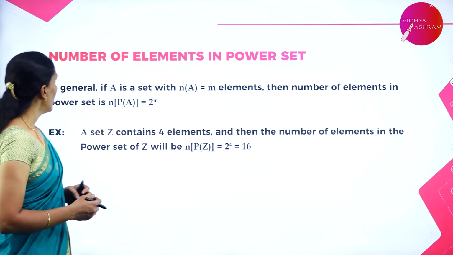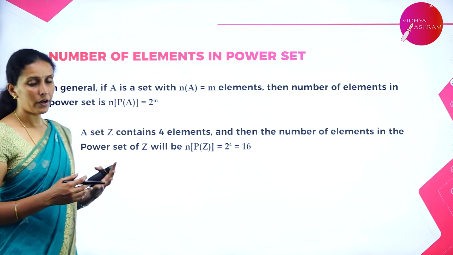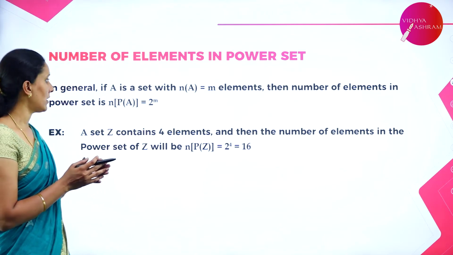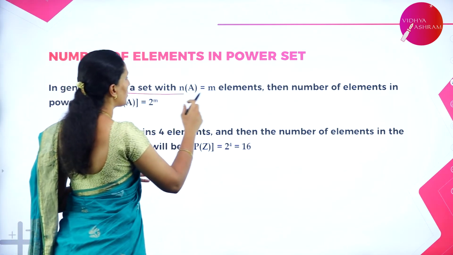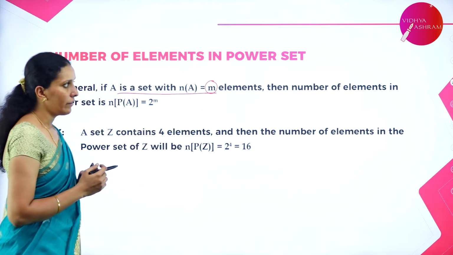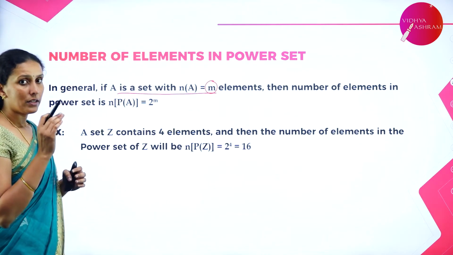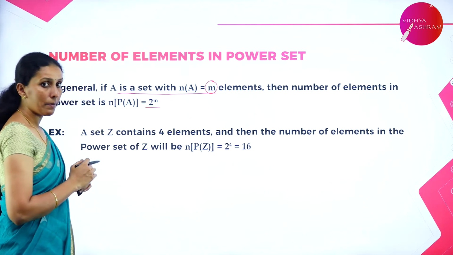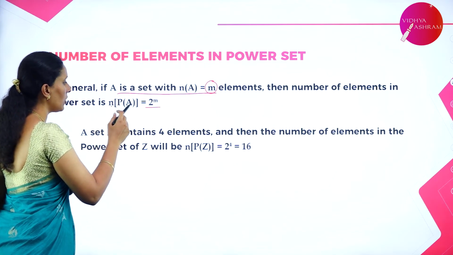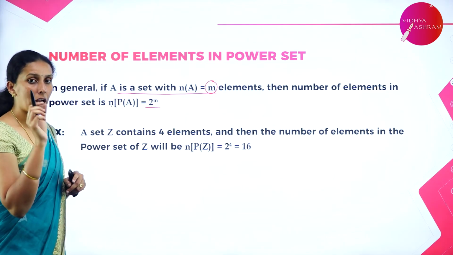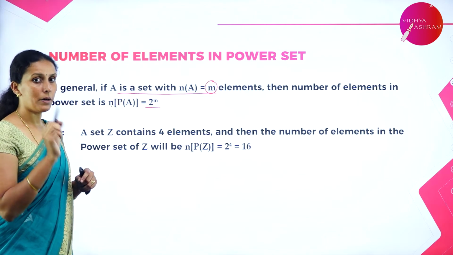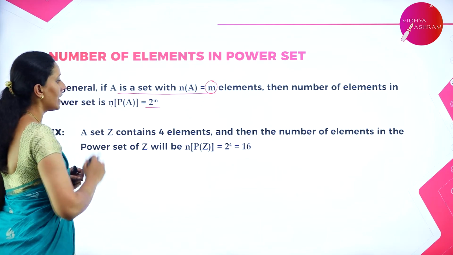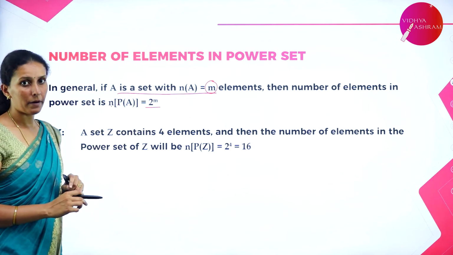Now let's see number of elements in a power set. I already told you number of subsets is nothing but number of elements inside the power set. Suppose we have a set with m elements. The number of elements inside the power set will be equal to 2 to the power m, and it is denoted by n of P of A. That is, n represents the cardinality. Cardinality is nothing but the number of elements inside the set. So number of elements inside the power set will be equal to 2 to the power m.